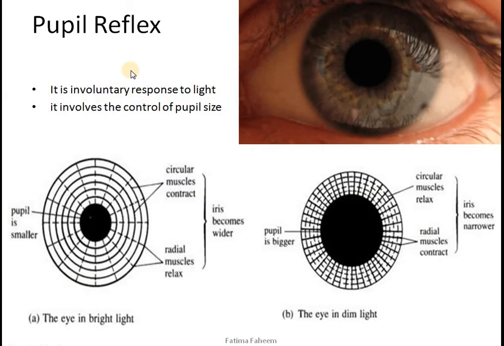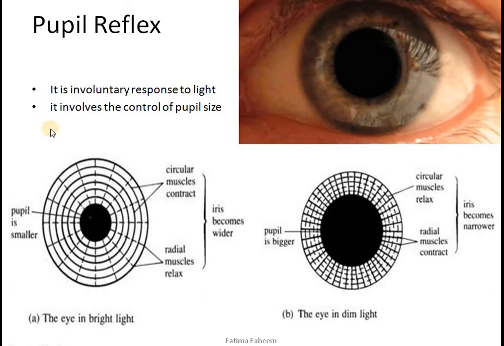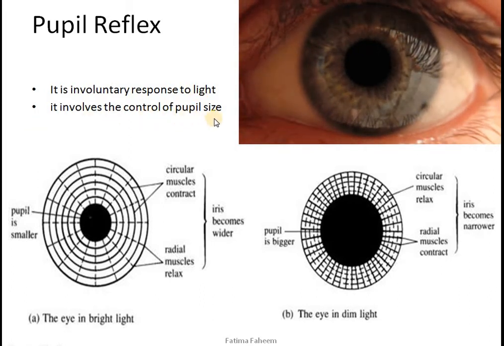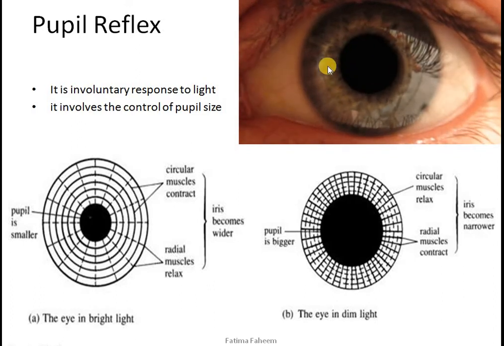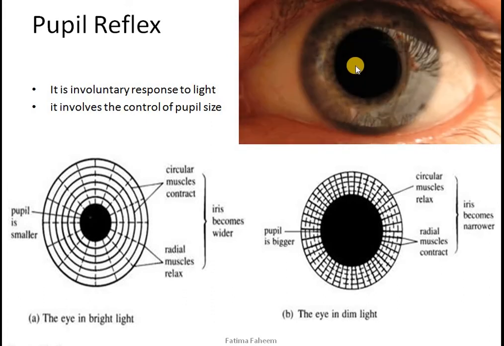Now come to pupil reflex. Pupil reflex again is a reflex action, an involuntary response to light, to the stimulus of light. It involves the control of pupil size. If you can see in the diagram, the pupil is constricting and dilating. This is done because of the varying intensity of light.